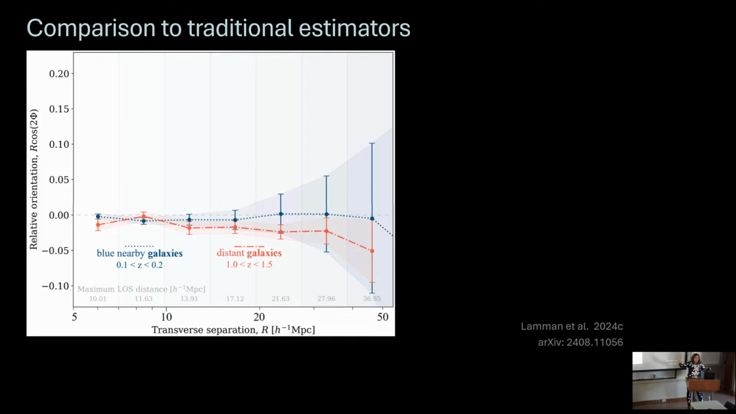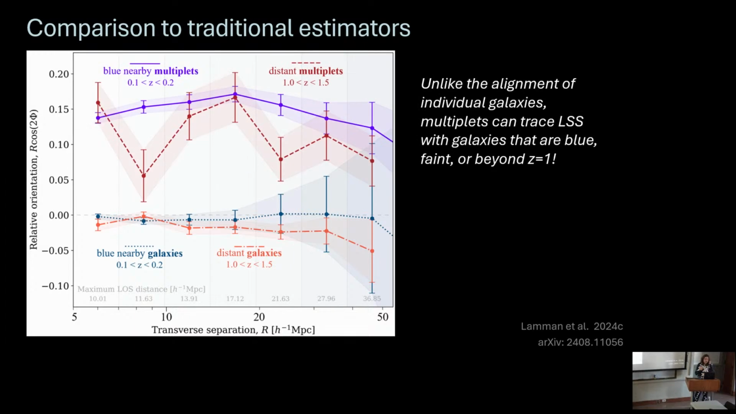These are both 0. We expect this. This is known. But we're using the same galaxy samples. With multiplets, we can detect usable information. It's pretty clear for the dense sample between redshift 0.1 and 0.2. It's a little noisier beyond redshift 1, but it's a detection, which has not been done with traditional estimators.